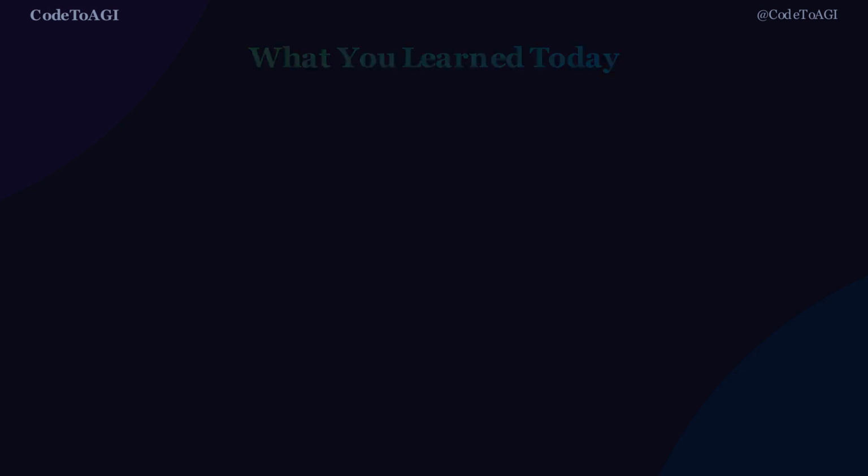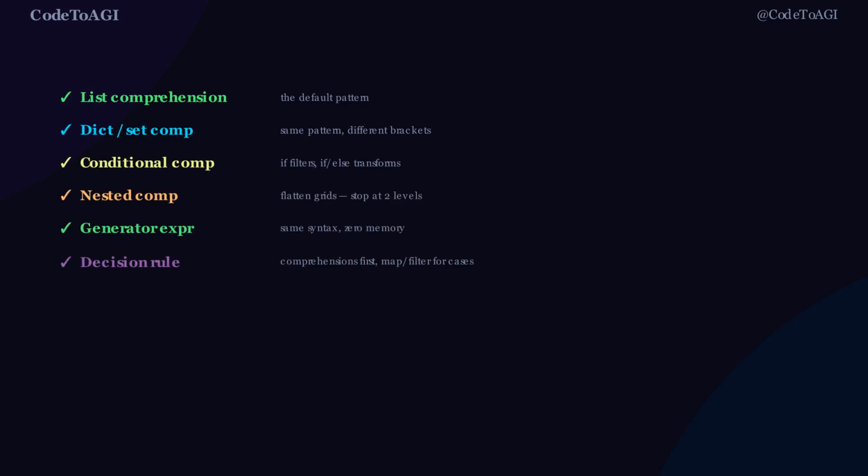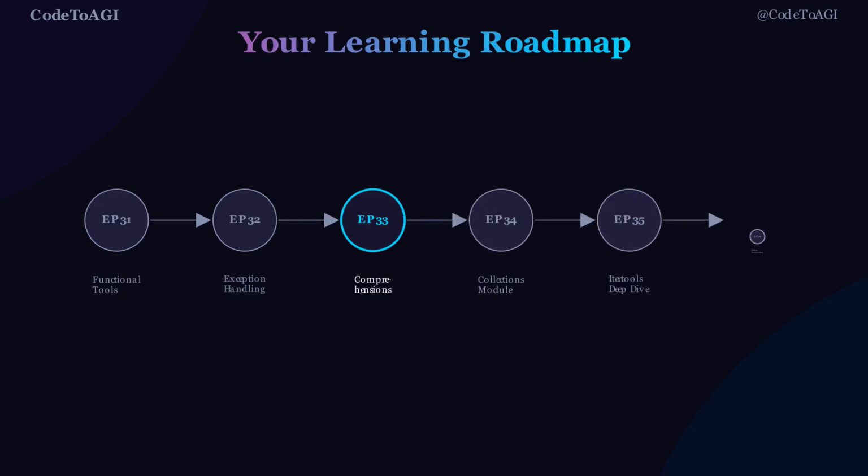Let's recap. List comprehension, the default pattern. Dict and set comprehensions, same pattern, different brackets. Conditional comprehensions, if filters, if-else transforms. Nested comprehensions, flatten grids, but stop at 2 levels. Generator expressions, same syntax, 0 memory. And the real rule. Comprehensions first, map and filter for specific cases.